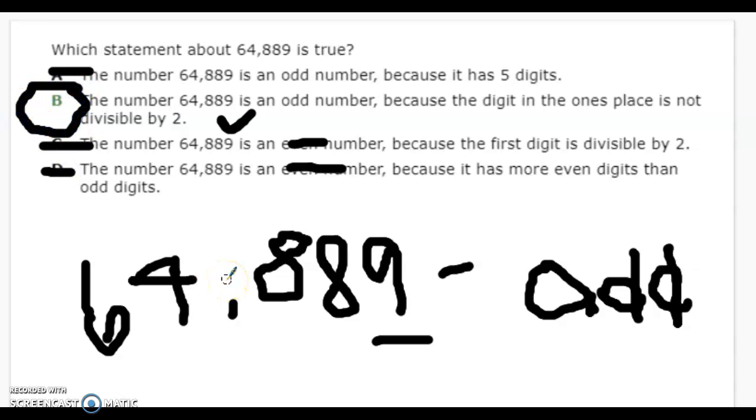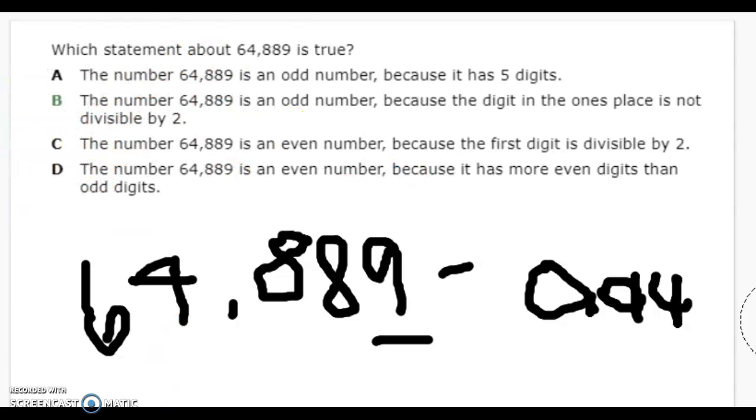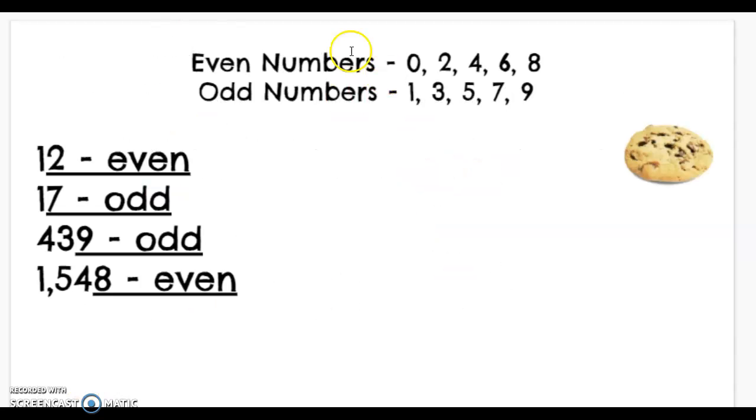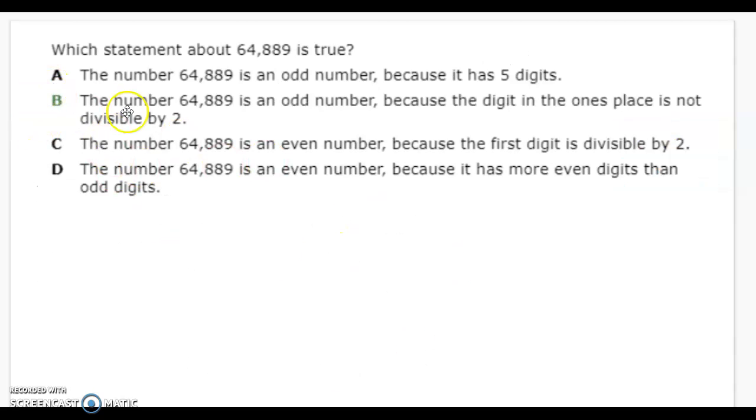Okay? So this doesn't say because the digit in the ones place is odd. It says because the digit in the ones place is not divisible by 2. And we talked about being divisible by 2 when we were talking about the first slide that I went over with the cookies. Even numbers are divisible by 2. Odd numbers are not. And I showed you that when I was moving the cookies and giving them to the different people, and I was pretending to do that, okay? So the correct answer here is letter B.